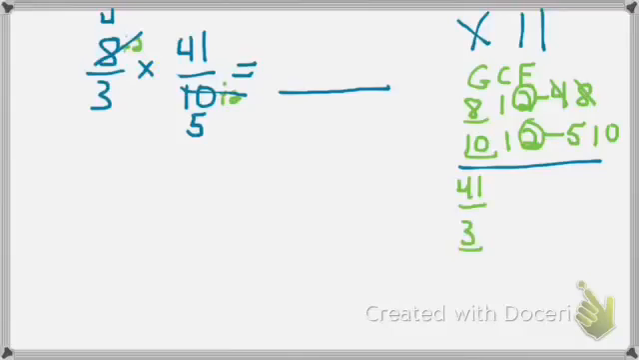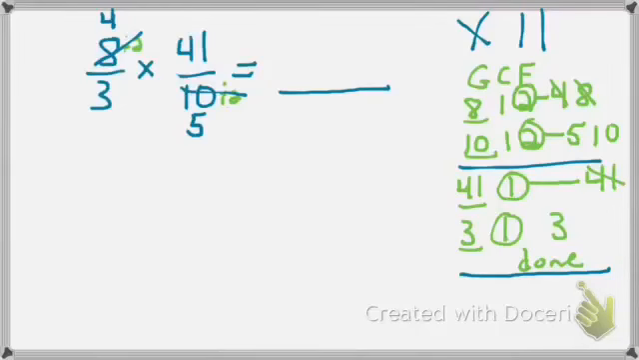So I'm going to go through my factors of 41, and it's 1 and 41. 2 doesn't work, 3 doesn't work, 4, 5, 6, 7, 8, 9, 10, 11, 12. Once I get to 12, I am pretty much done, so my only factors of 41 are 1 and 41. My factors of 3 are 1 and 3. So my GCF is 1, and when my GCF is 1, I am done. So I cannot reduce 41 and 3.